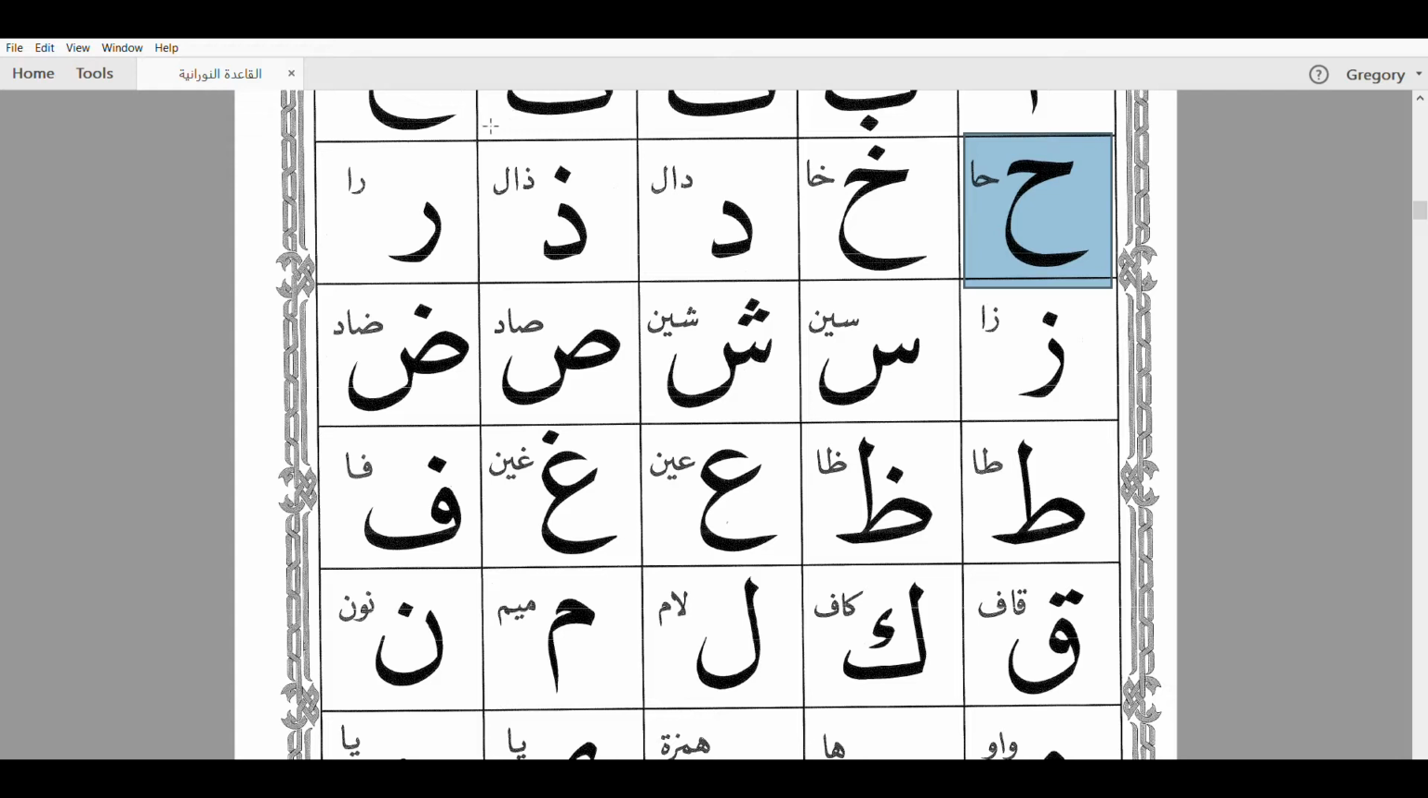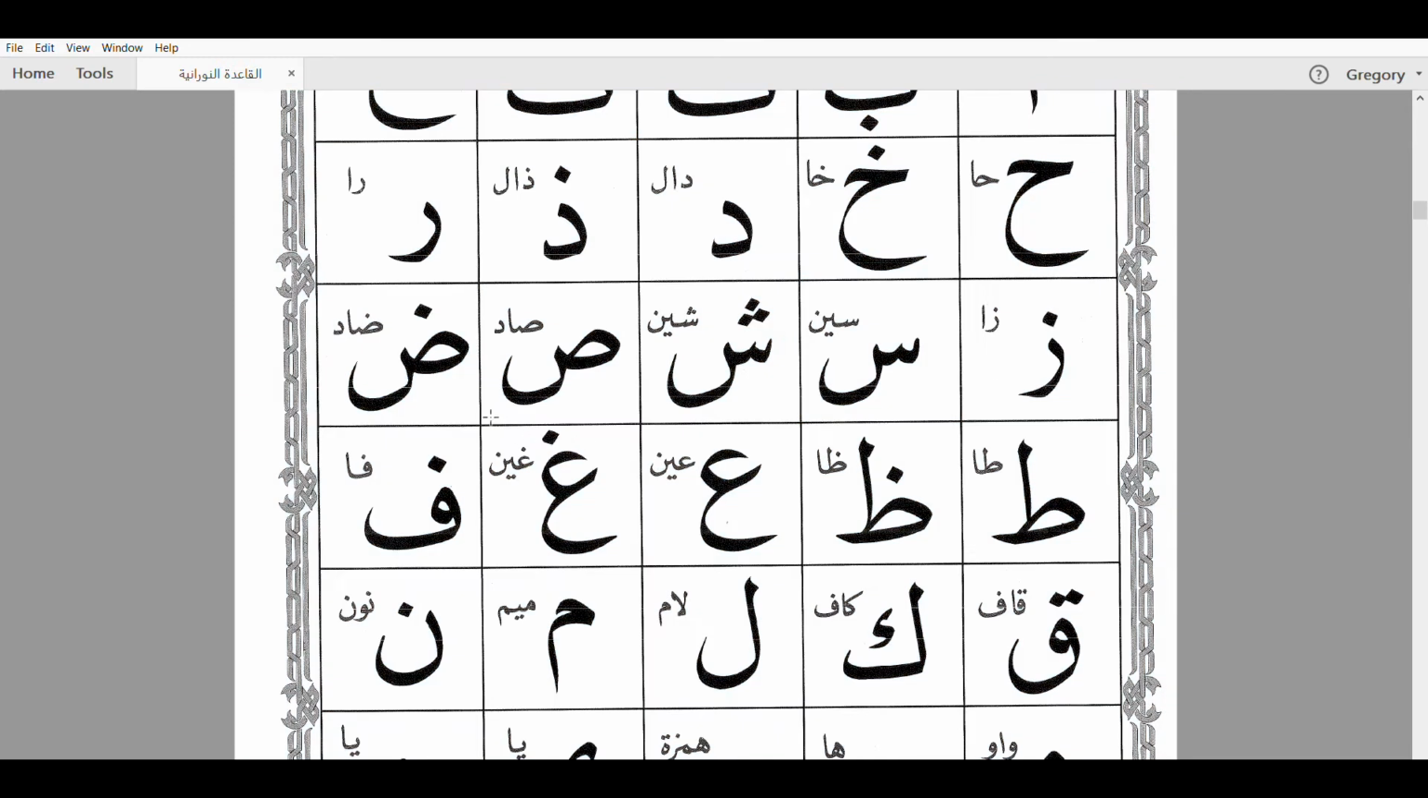And this letter? Thal. And this one? And remember these two? Seen and sheen. Good job, MashaAllah. And these two? The teeth. Pa. Very, very good. And va.